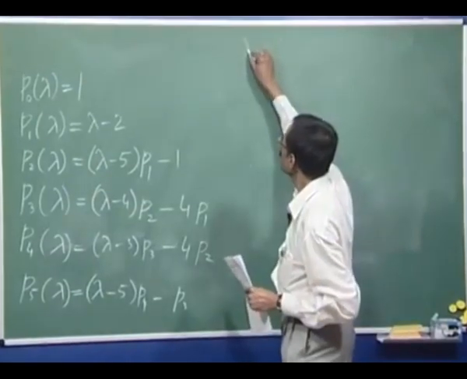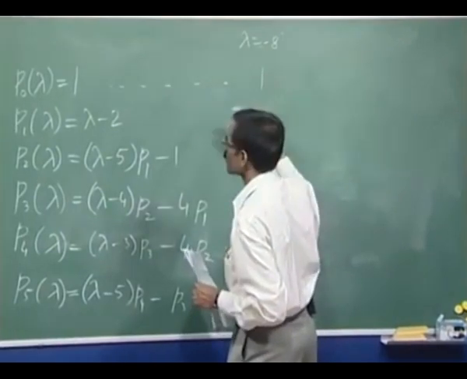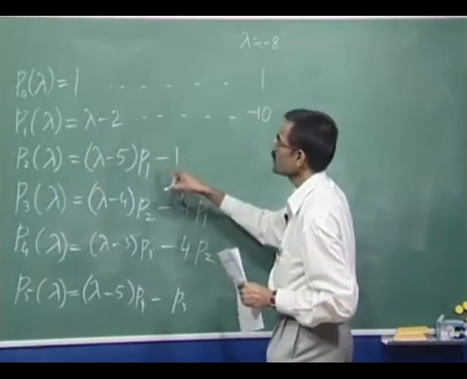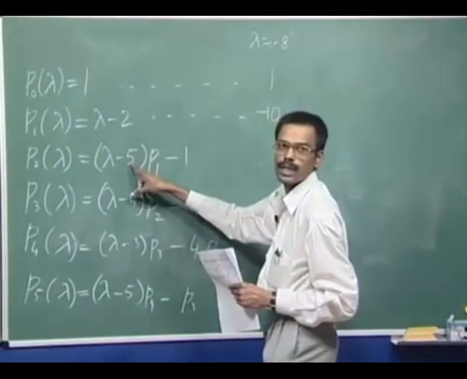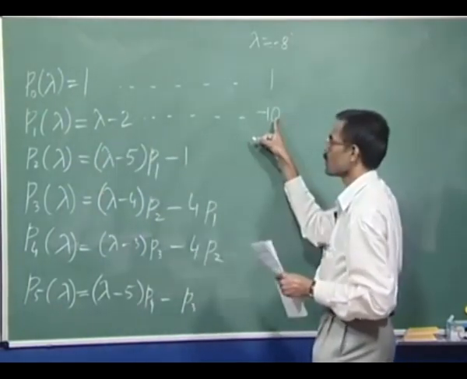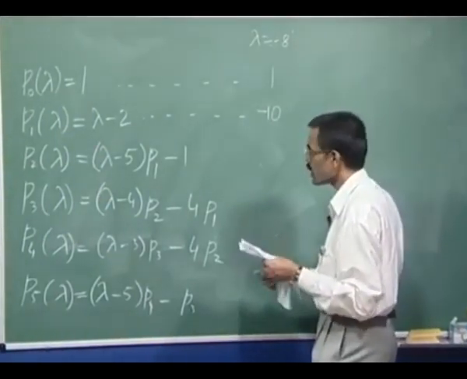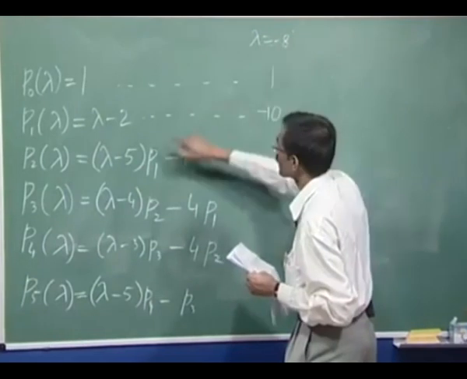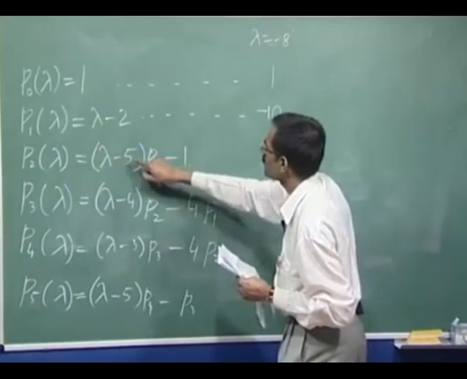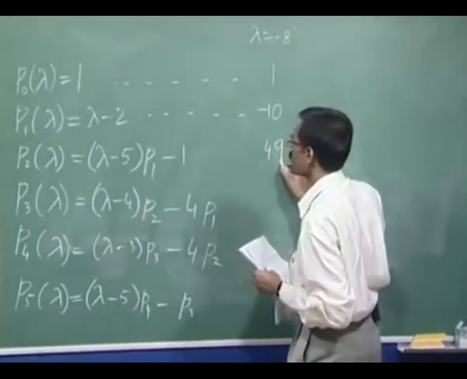So, at lambda equal to minus 8, you try to evaluate this. This is 1 for all of them. This is minus 10. This is minus 8 into minus 5, that is minus 13 into this, that is minus 10 already in hand. Okay. So, what you get? You get minus 5 into minus 10, that is plus 50 minus 1. So, you get 49.